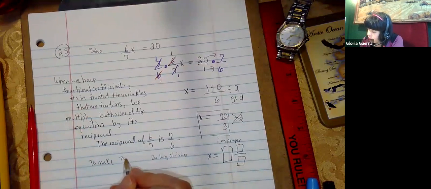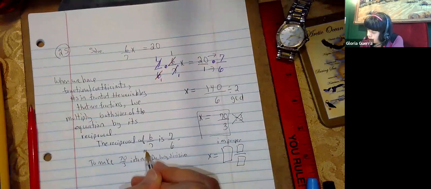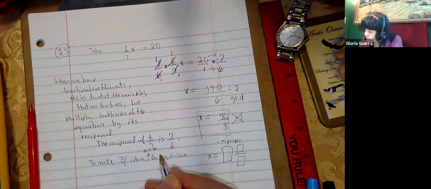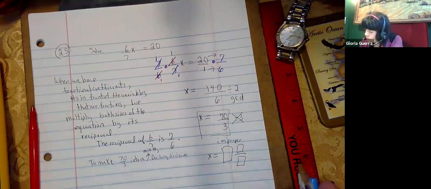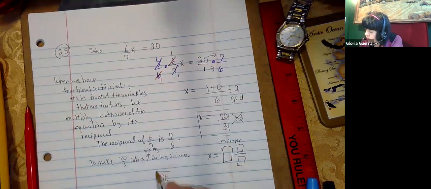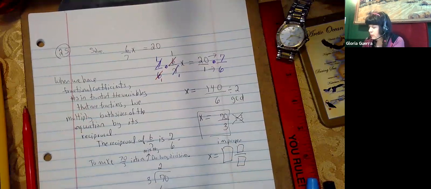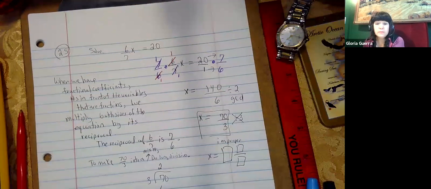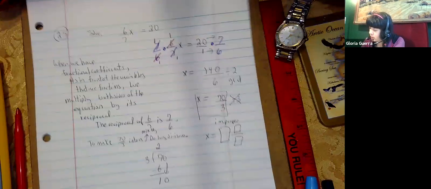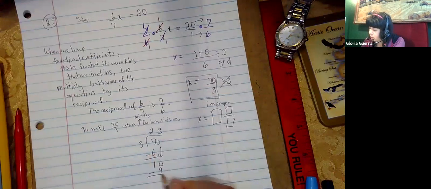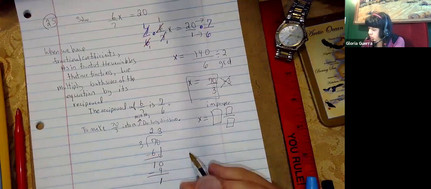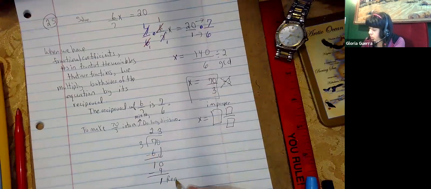To make 70/3 into a mixed number, you do long division. So 3 goes into 7 about twice, that's 6. 7 minus 6 is 1. Bring down the 0. And then 3 goes into 10 about 3 times. 3 times 3 is 9. 10 minus 9 is 1. And then that's the remainder.